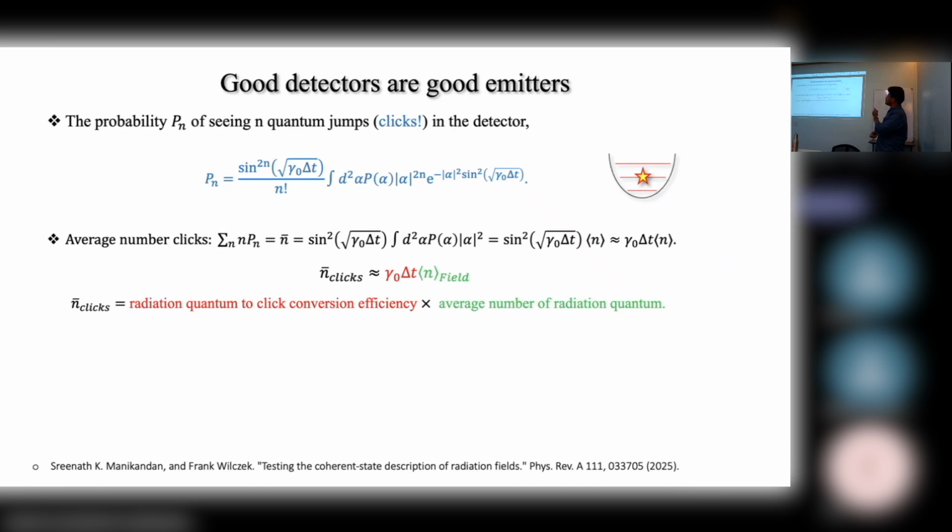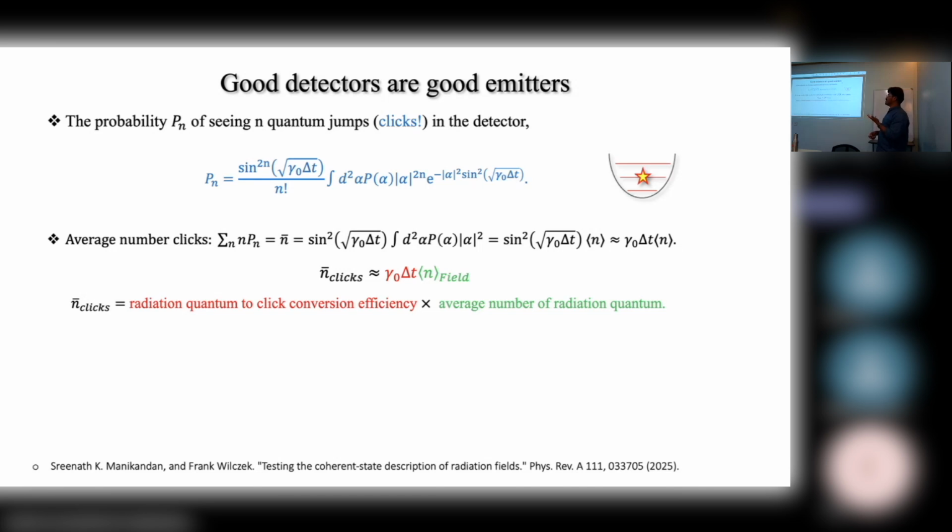So what we have now is the probability distribution of seeing n jumps, or n levels occupied, in the detector, which initially started in the ground state. And that has this particular form. So it's a probability distribution, and we can compute the mean and variance of this probability distribution.